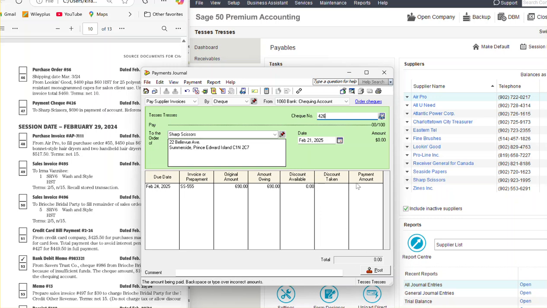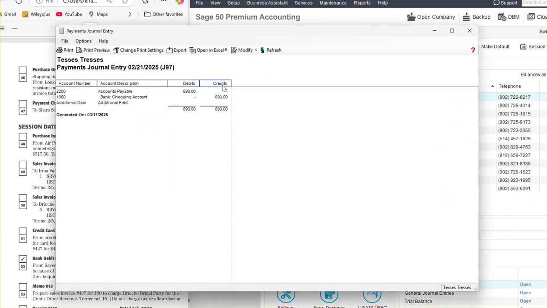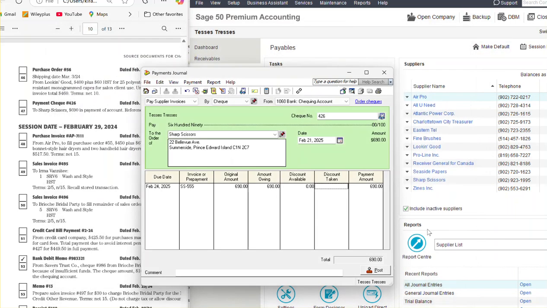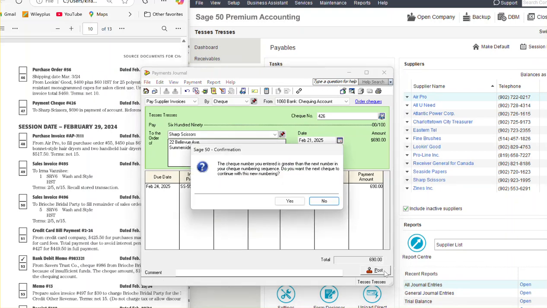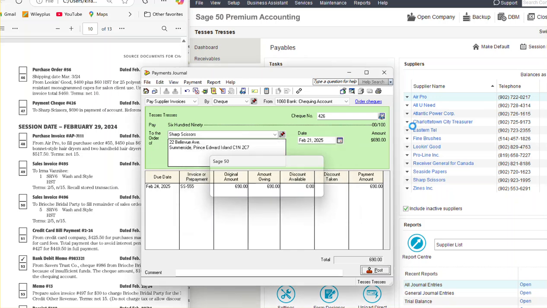Let's do that. I will do 690. I must have missed something. 420, check number 425. So your entry should look like this. I'm going to close this. We're going to post this transaction, and they want you to advance. Check number is greater than the next number. We know that because I missed it.